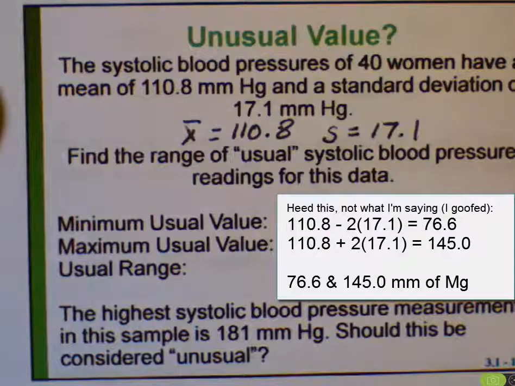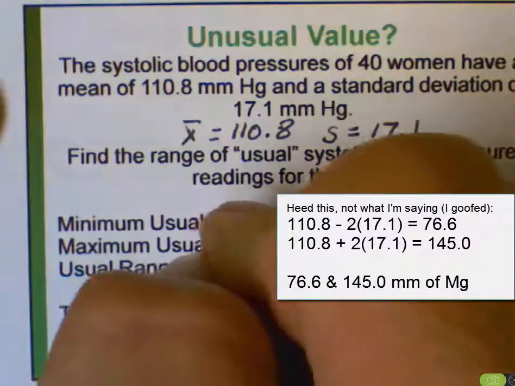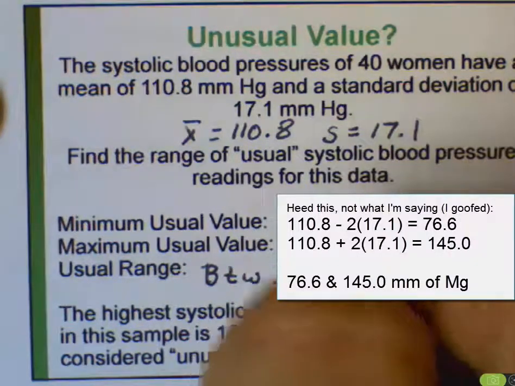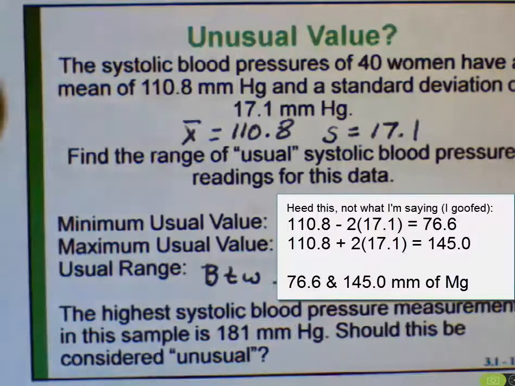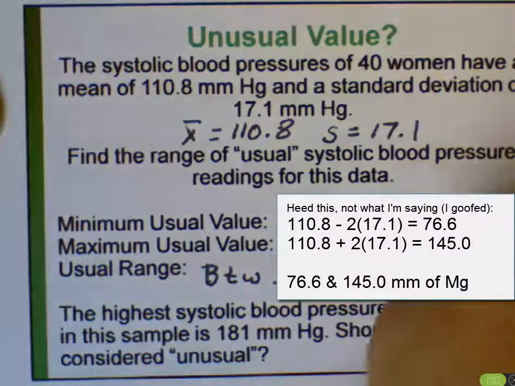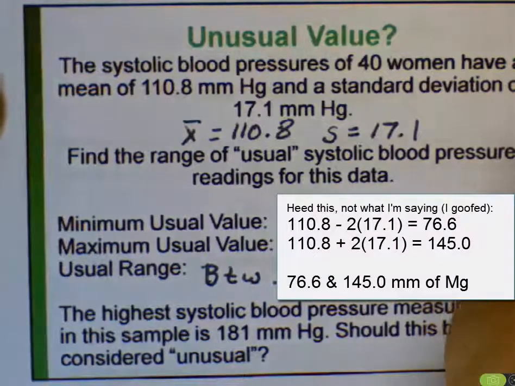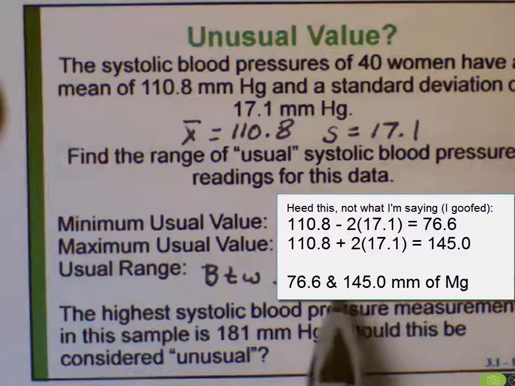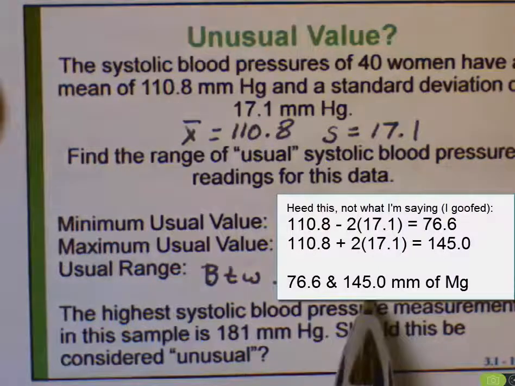So the usual range of blood pressures that we would not be surprised at, blood pressures we would not consider unusual, would be anything between 75.8 and 144.2 millimeters of mercury. That's what we're going to consider usual systolic blood pressure.